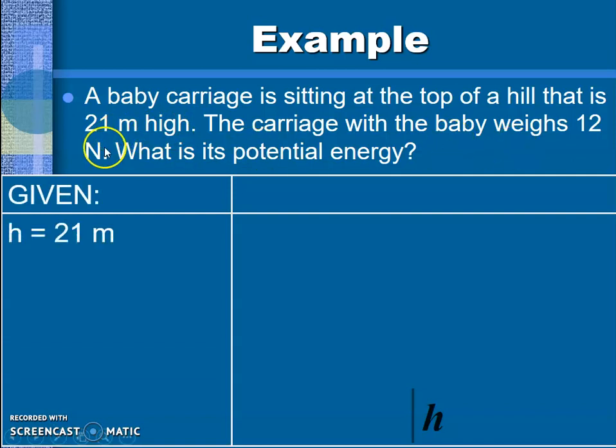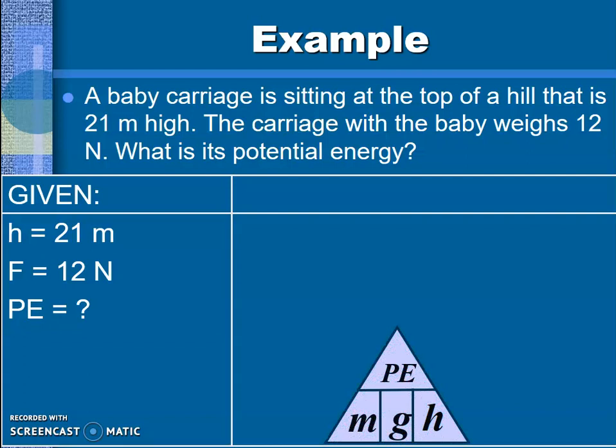And then I have 12 newtons. Newtons is a force. Okay, what am I looking for? What is its potential energy? Okay, so I need my potential energy equation. PE equals m times g times h. Now I have an h, but I don't have an m or a g.